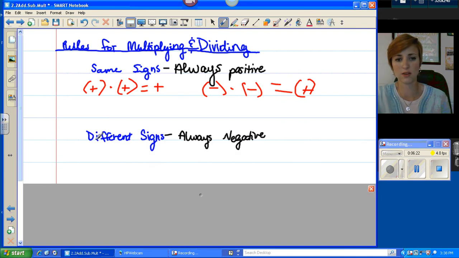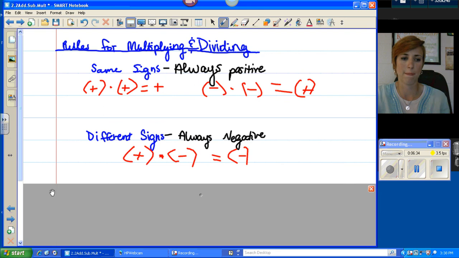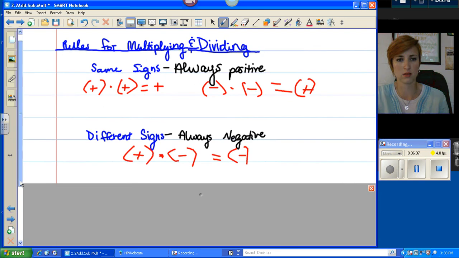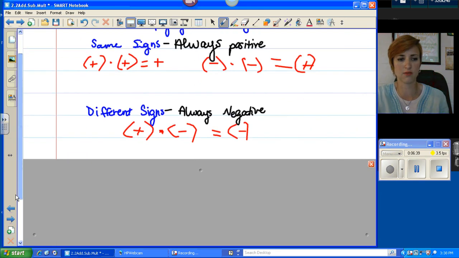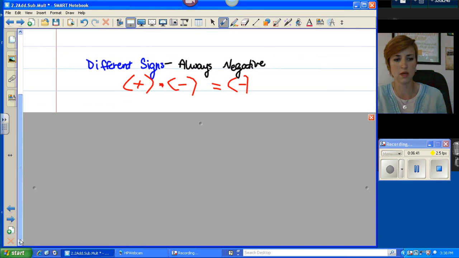Now for different signs are always negative. So if I have a plus or a positive number times a negative number, my answer is always going to be negative, and that also works vice versa. So same signs always positive, different signs always negative.